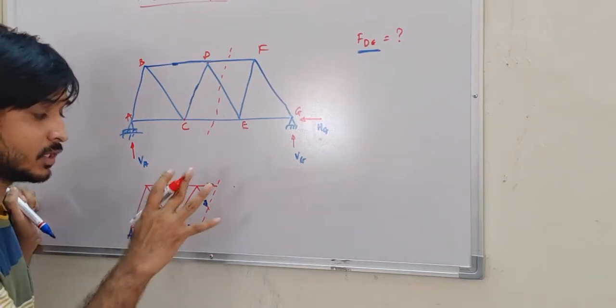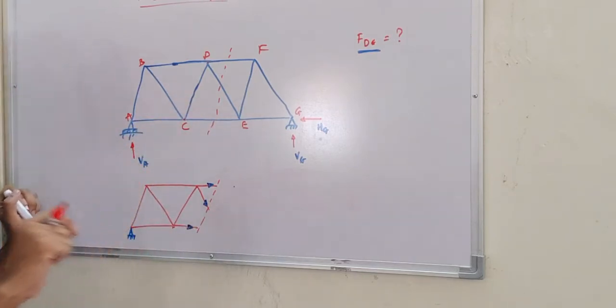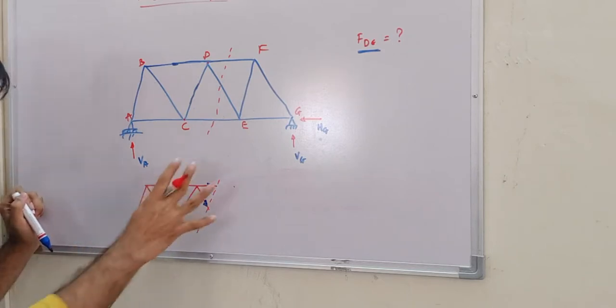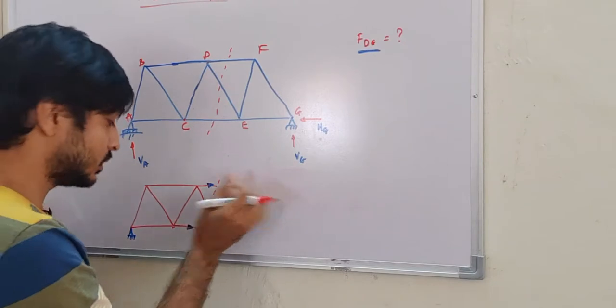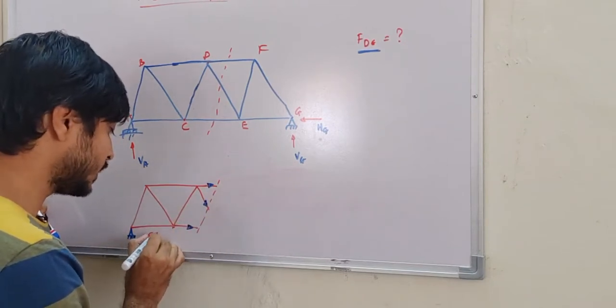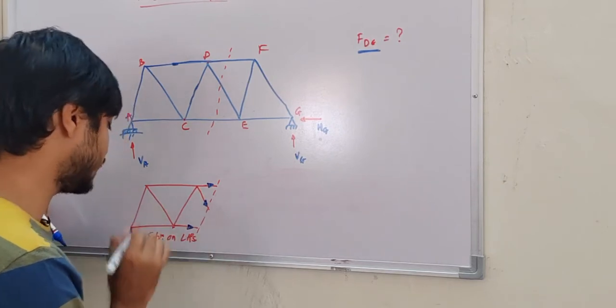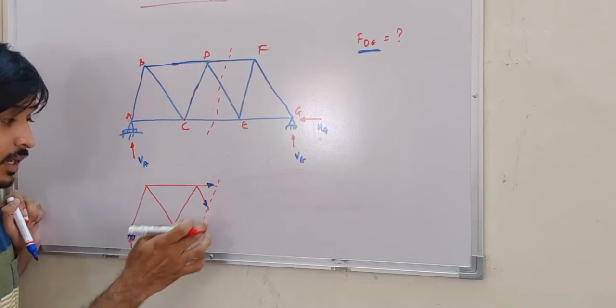Like in the previous case, it is not possible to analyze now. In the previous case, we were able to analyze somehow that this member will be in compression and this member will be in tension, but here it is not possible. So that's why I have shown all the members in tension. This is equilibrium on the LHS, I have considered the left hand side. Here there is one reaction and three unknown forces.